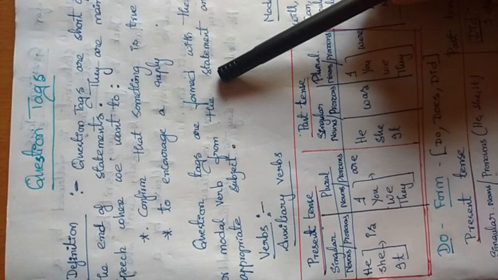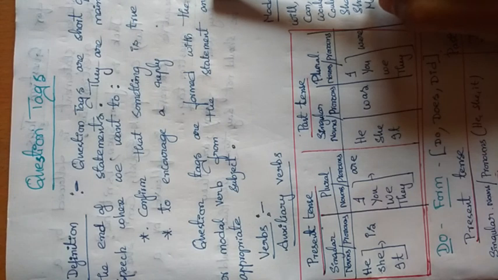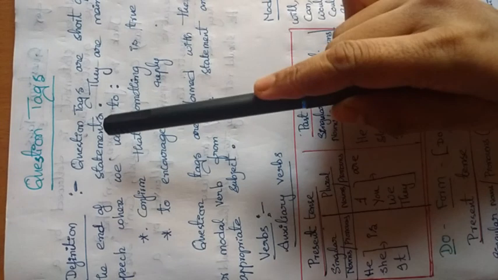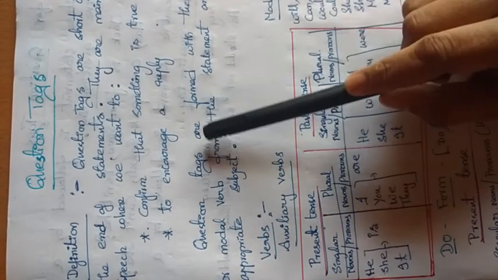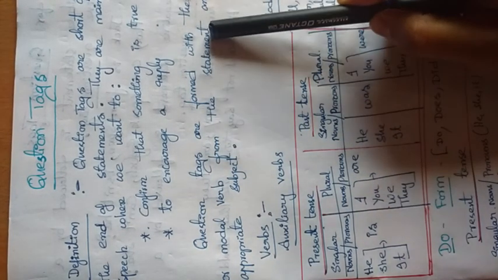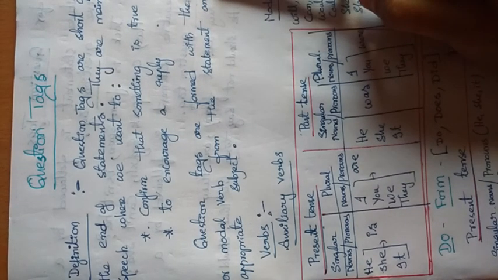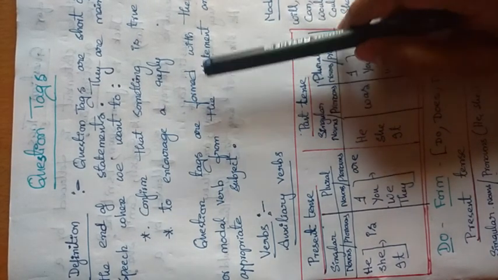So, in order to confirm the statement, we will use question tags at the end of a statement, ended with a question mark. But the statements I mentioned here are not at all question statements. Remember that. They are general statements, affirmative statements, whether positive or negative. At the end of the statements, we will put these question tags ended with a question mark. And these question tags are always small, short forms.